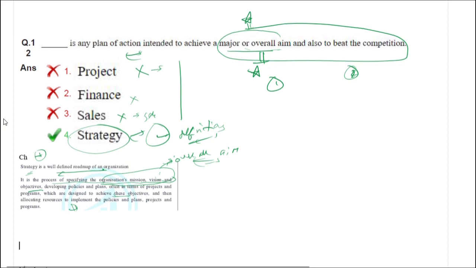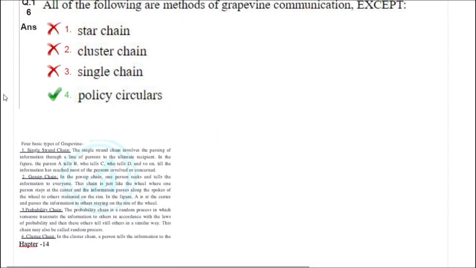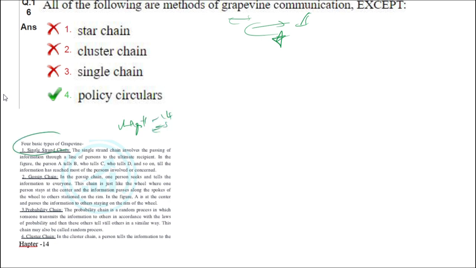Moving to the next question, it is asking what are the methods used in grapevine communication. So it is related to communication, and it is talking about grapevine communication. In chapter 14 of our book, we have clearly discussed grapevine communication. The four basic types of grapevine are single strand, gossip chain, probability, and cluster chain. So star chain is a cluster chain, single chain. Policy and circular is not there, so this is the correct answer because it is the exception.